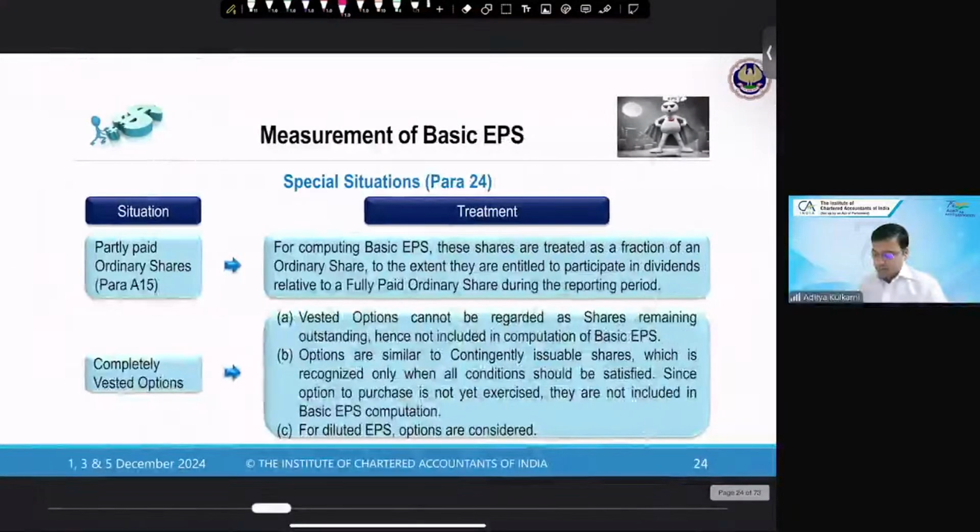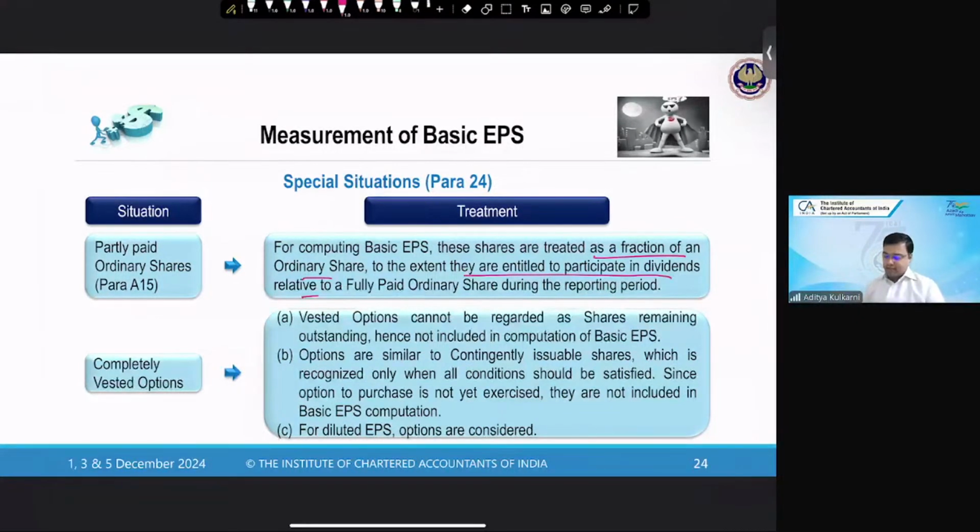Next. Partly paid ordinary shares are treated as a fraction to the extent they are entitled to participate in dividends. We have seen that. Completely vested options cannot be regarded as shares, hence they are not included in the computation of basic EPS. Options have still not been converted to shares. It is an option to buy the shares. These are unexercised options.